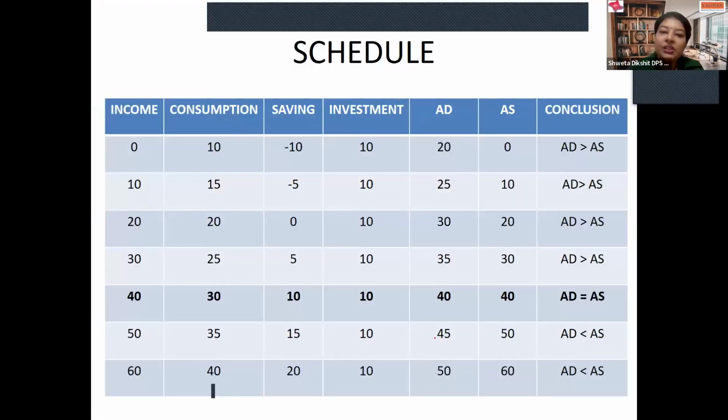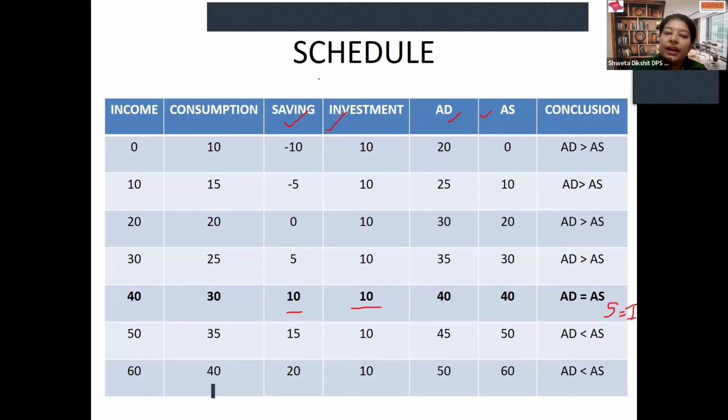Now, coming to the next part of this particular question, that is the schedule. The schedule has headers like income, consumption, saving, investment, AD, AS, and conclusion. Previously, we gave importance to AD and AS, but in this answer, we'll give importance to saving and investment. That is why they have all been written in bold letters. In the conclusion, you can write S is equal to I, and you can write AD is equal to AS also. Better you write S is equal to I in the conclusion phase, because this time you're proving the equilibrium with the help of the S and I approach.